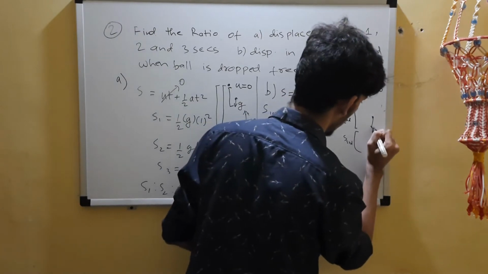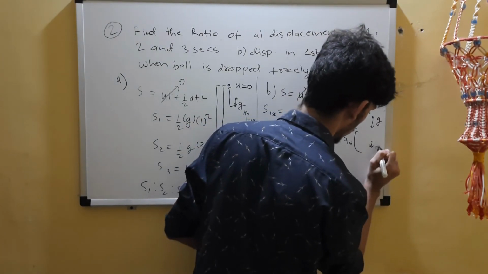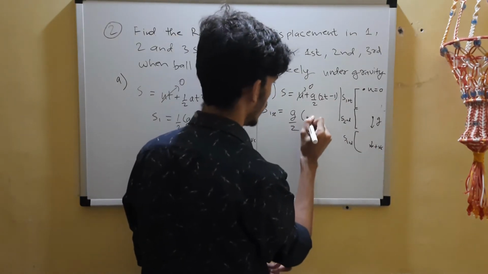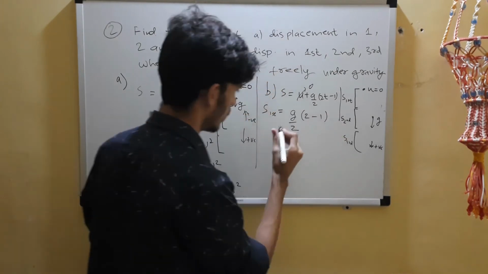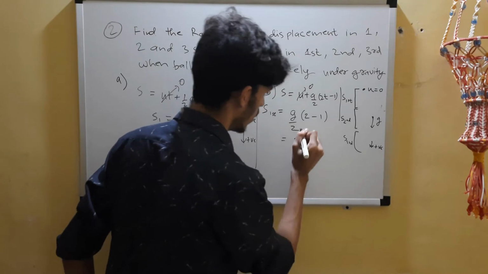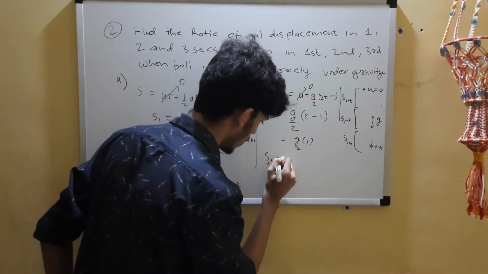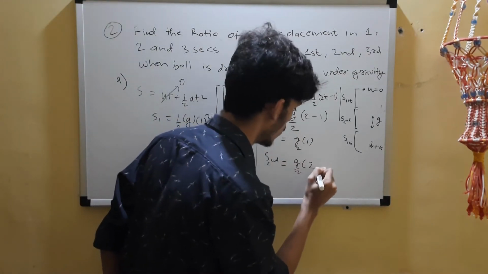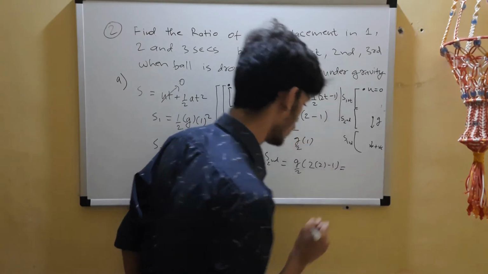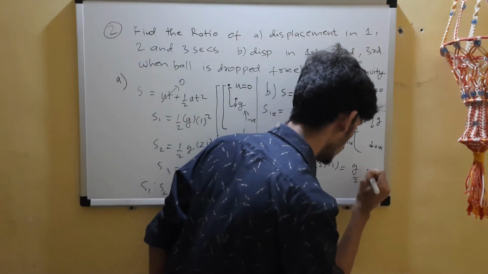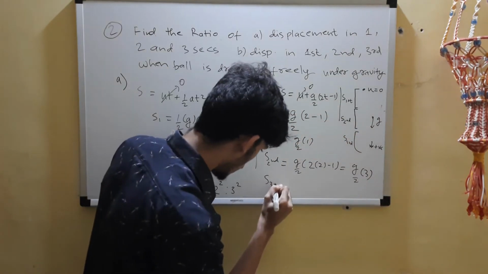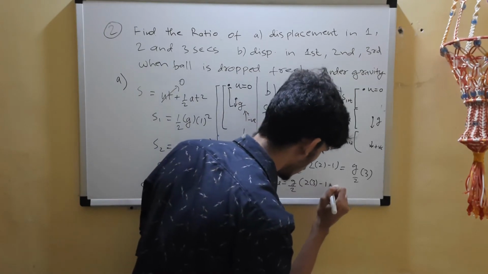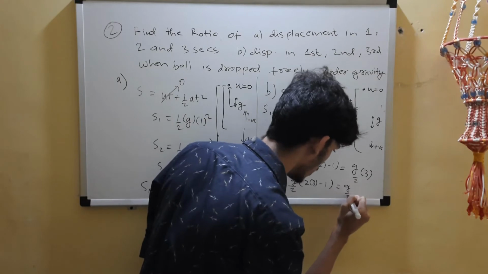So downward is positive, upward is negative, whatever. So g by 2, and you have 2t minus 1. So 2 into 1, which is 2 minus 1. So you get g by 2 into 1. S second, if you want, you'll get it to be g by 2. Similarly, g by 2 into 2 into 2 minus 1. Okay, so that gives us g by 2 into 3. And if you compute for S third, it will give g by 2 into 2 into 3 minus 1. So that gives us g by 2 into 5.